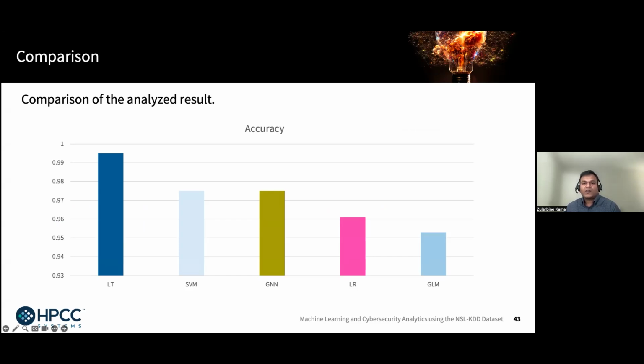This is the comparison of our analyzed results. Classification first algorithm using the linear learning tree bundle has the highest accuracy among all 5 bundles I have used. GLM has the lowest accuracy compared with other bundles, but we have got more than 95% accuracy for all the algorithms.